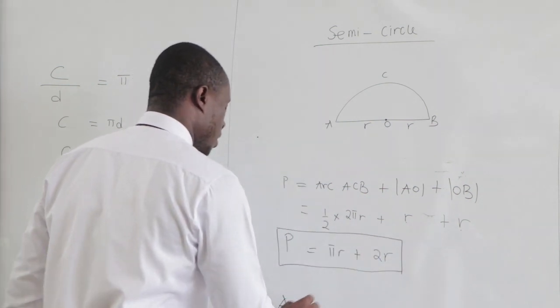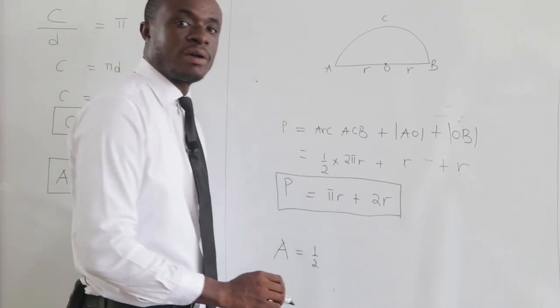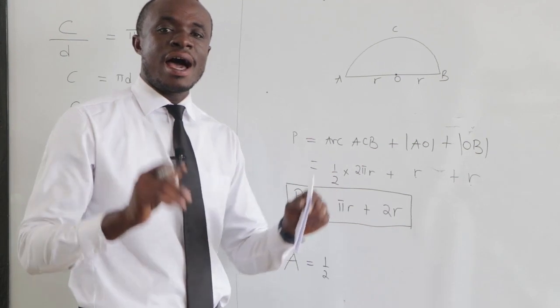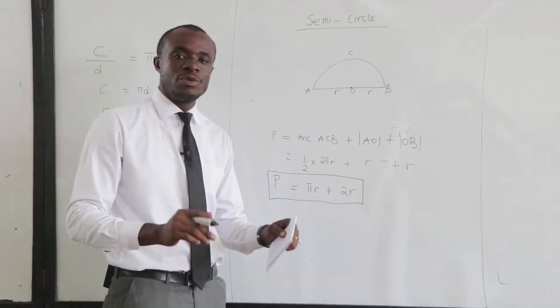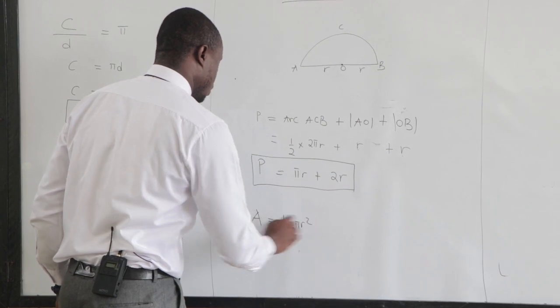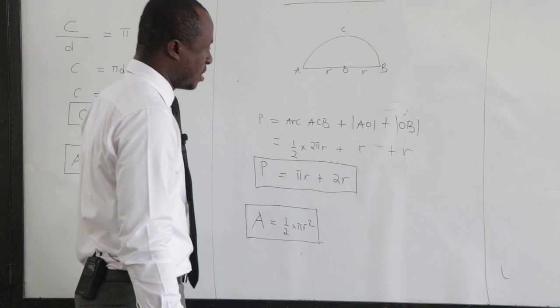Now, the area of a semicircle. When it is a whole circle, it is pi r squared. So when it is a semicircle, that is what? Half of a full circle. So that is half times pi r squared. That is the area of a semicircle.